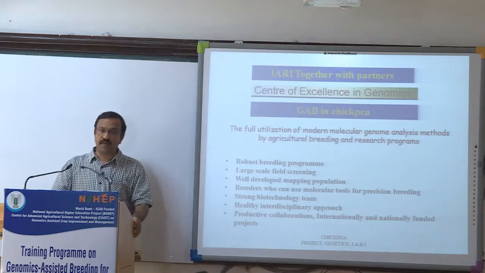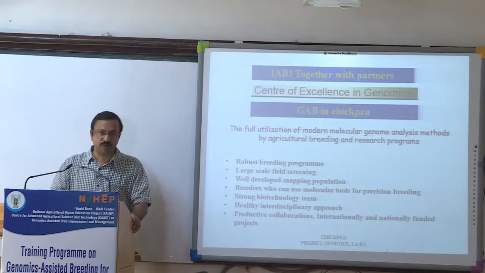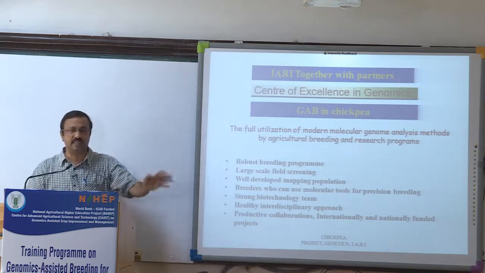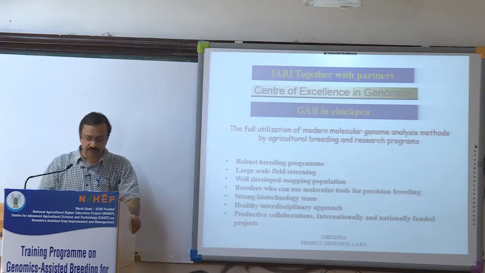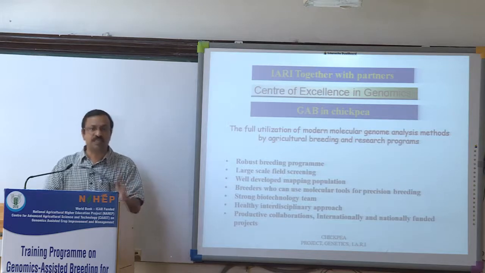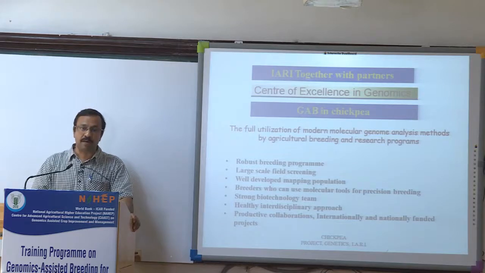Then nothing can supplant a large scale field screening. If you think this is a wizard that would work and you just put the marker and you get the line, certainly not. You need to identify it and look at it visually. The third is to discern such molecular markers which are linked to QTLs of interest. You require well developed mapping populations.